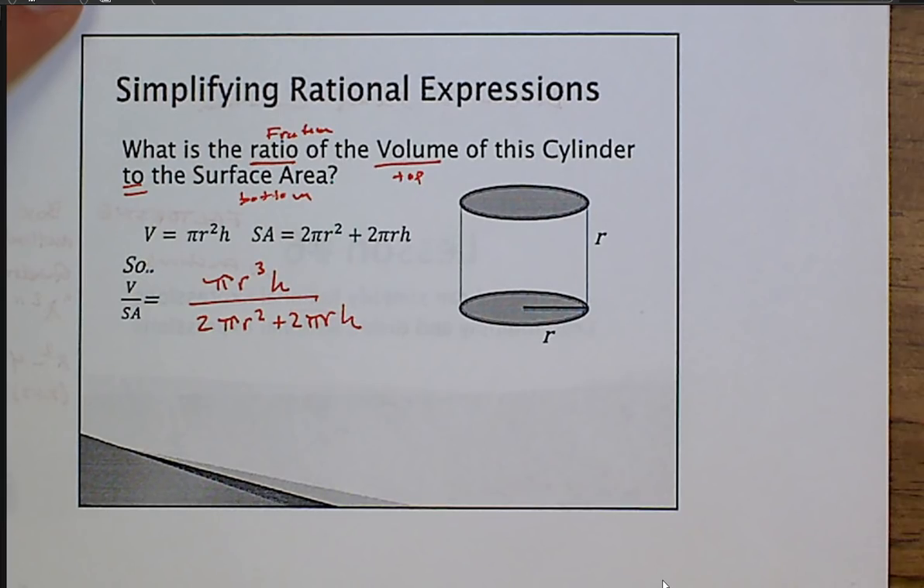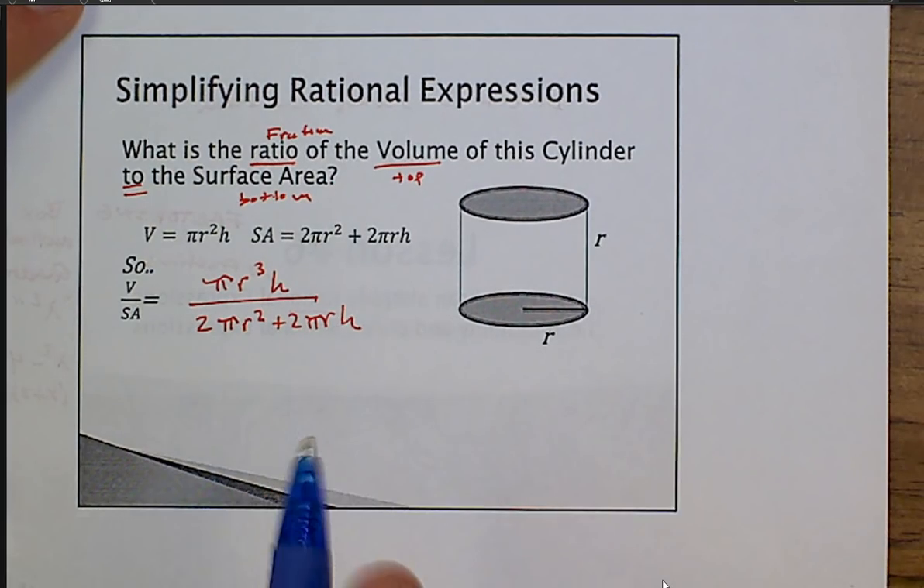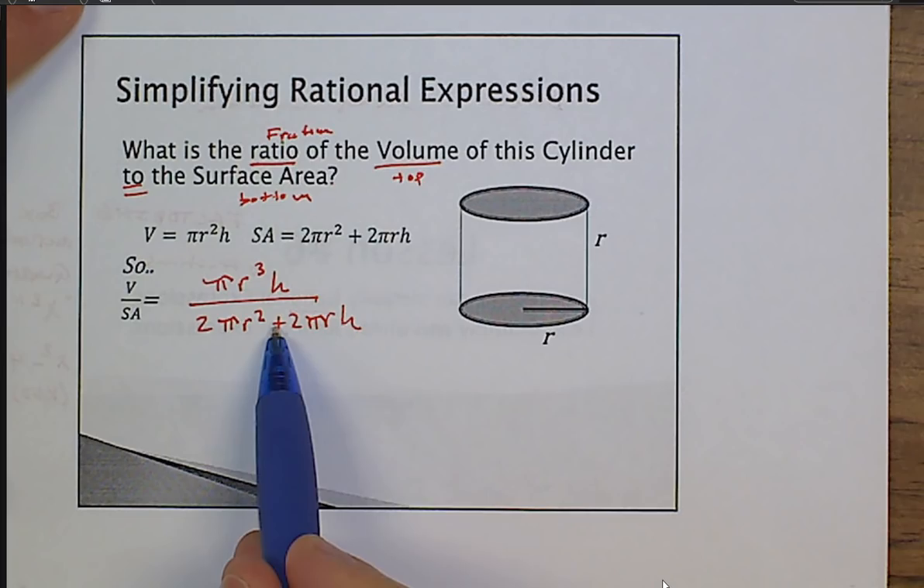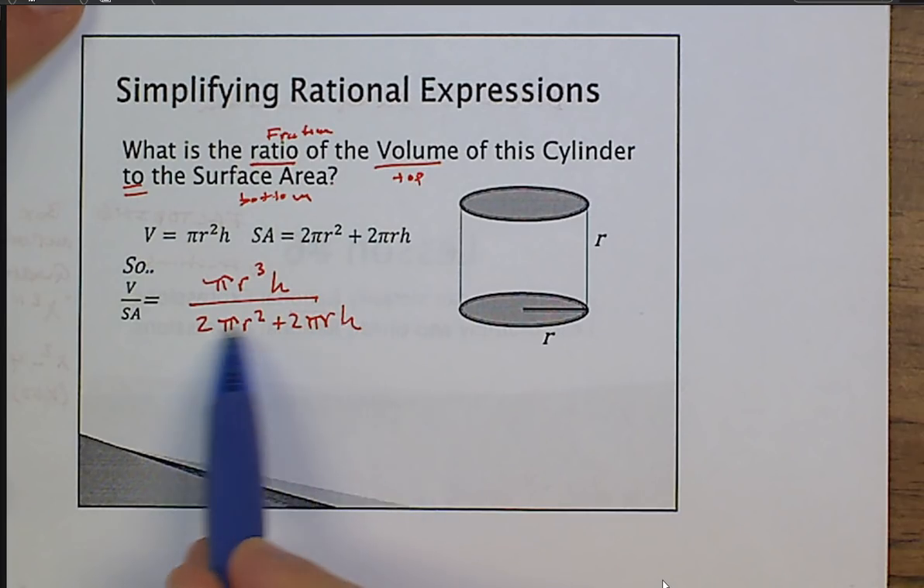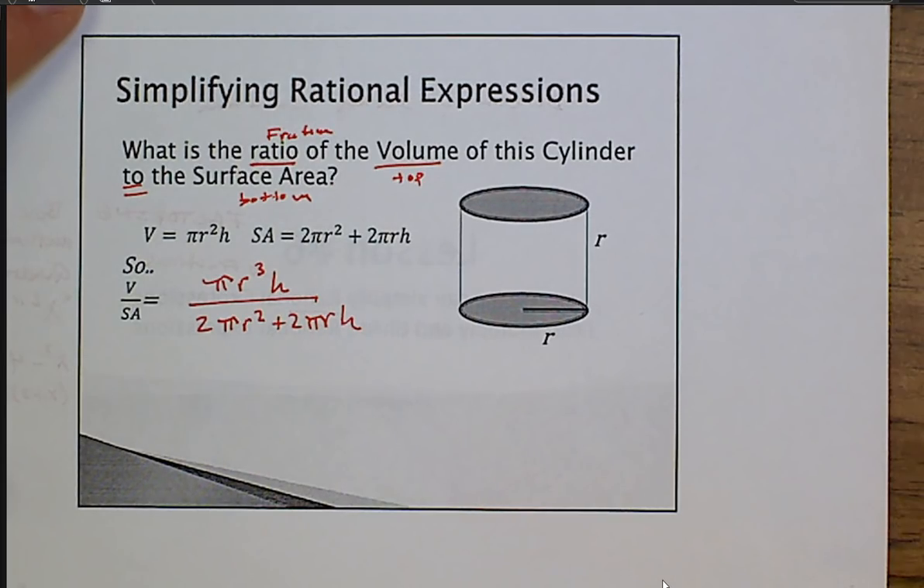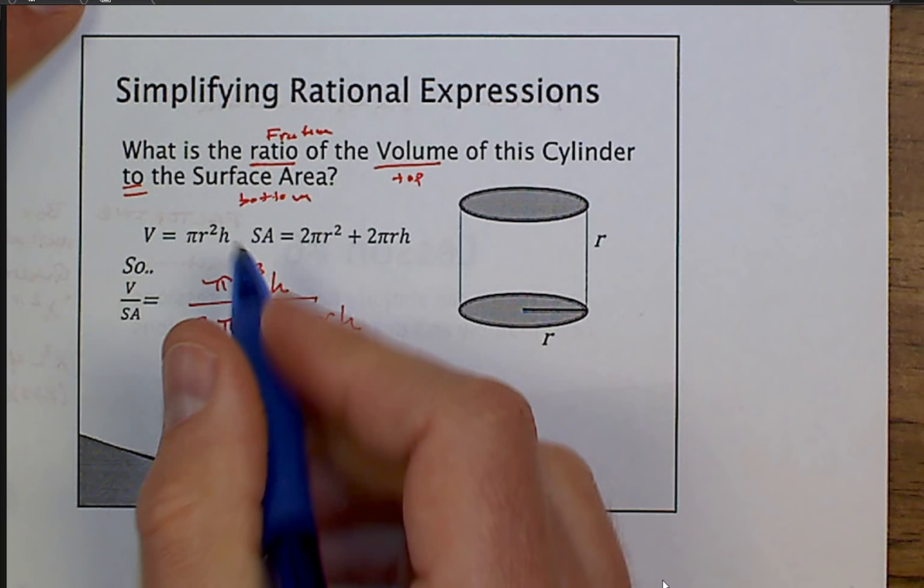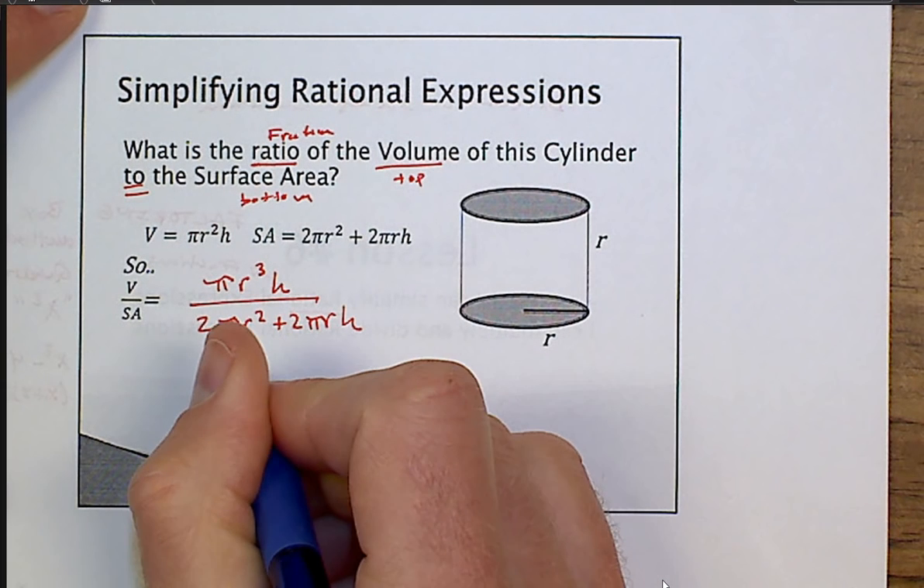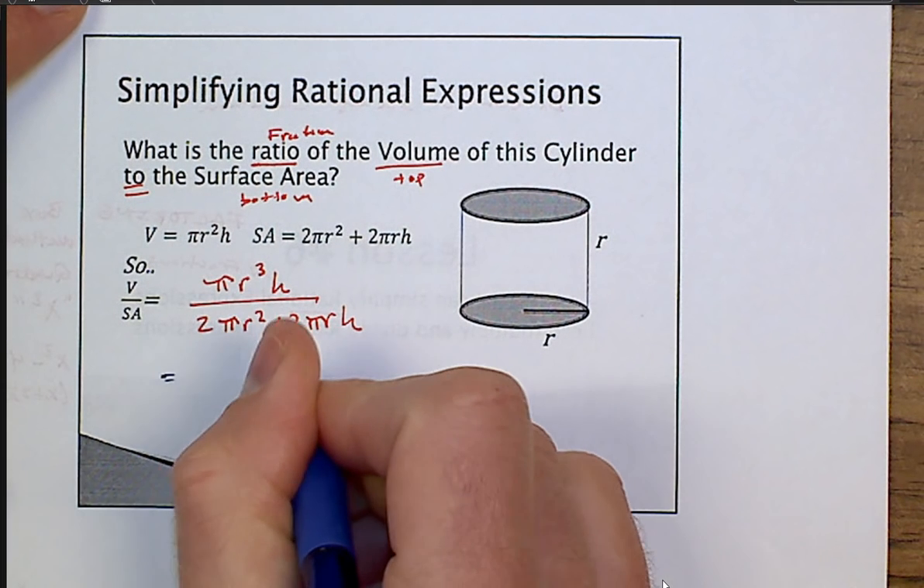What we should look to do, or what you should recognize in the bottom, is that you have a plus sign, so this is a quantity, and you want to look to see if you can pull out a GCF out of anything in the bottom, which you can. So I'll just rewrite the top, pi r cubed h over.